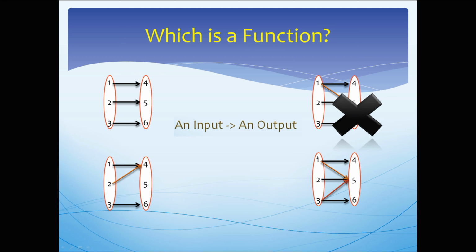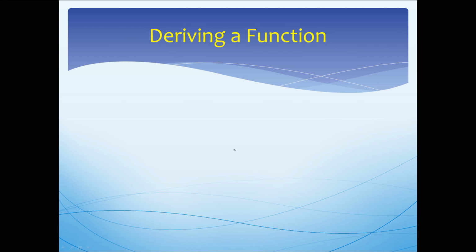Likewise, the number 1 is going to both 4 and 5. The number 3 is going to both 5 and 6. So this is also not a function because I'm getting 2 things instead of my one output that I'm supposed to get. Alright, now let's go to deriving a function.